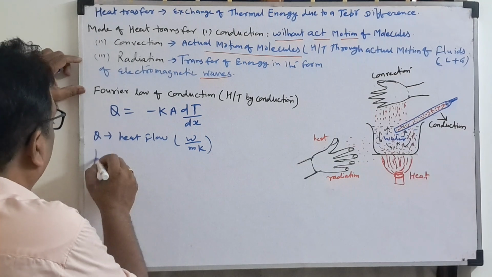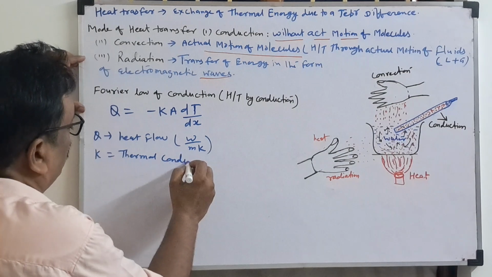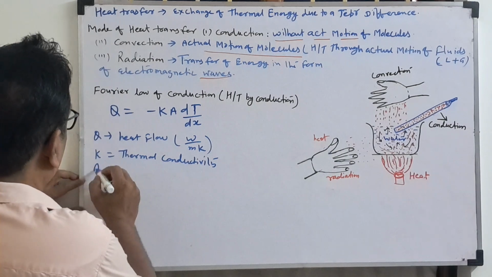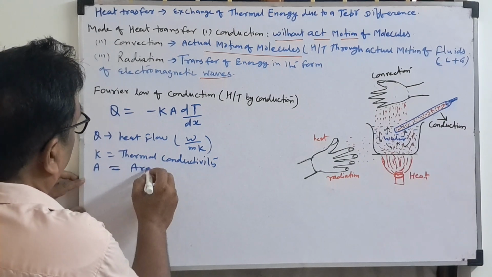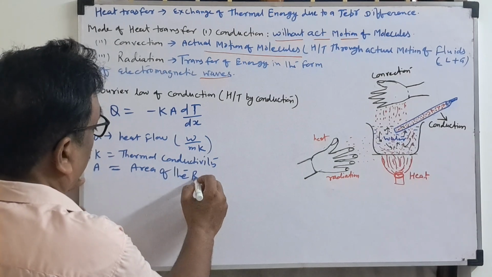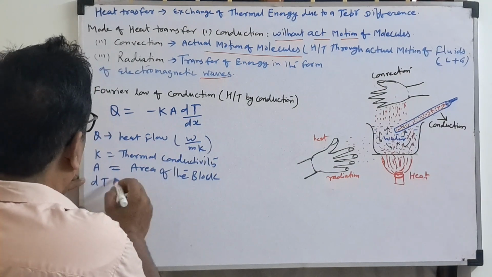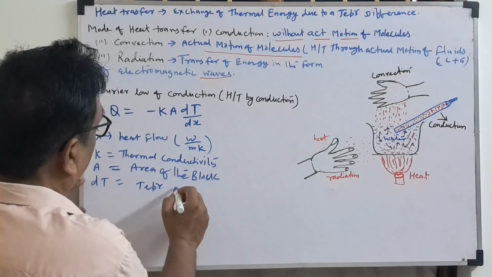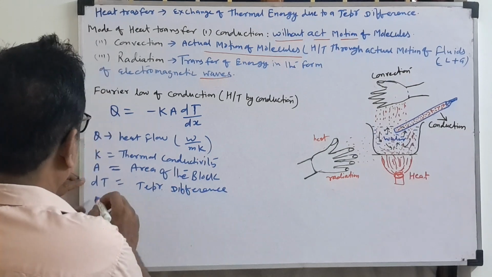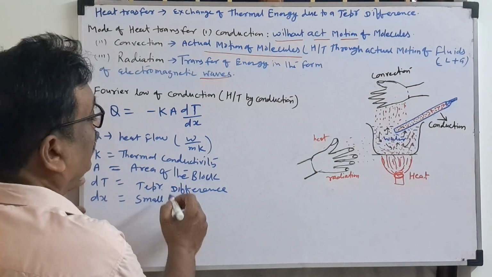K is thermal conductivity. K is nothing but thermal conductivity. What is A? Area. Area of the plate or block. dT is the temperature difference. dx is a small elemental part, you can say.